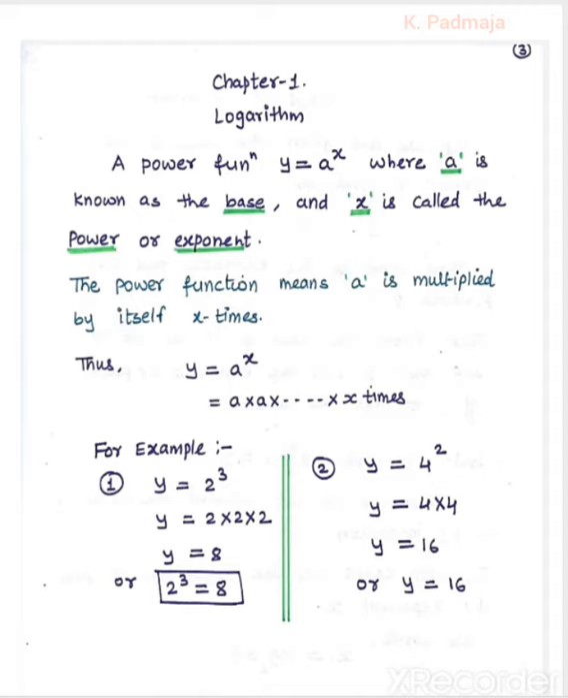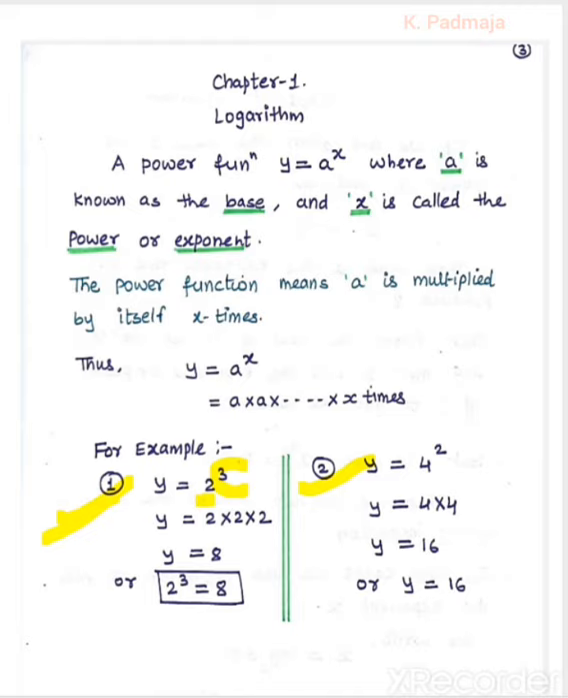The power function means what? See, in school also we have seen this type of example. We will have an example here: y equal to 2 raised to 3. See, 2 raised to 3 means what? We have to multiply this 2 three times and we will get the answer 8. This 2 which is written here is known as base, and this 3 is known as power or exponent. So this is called a power function.